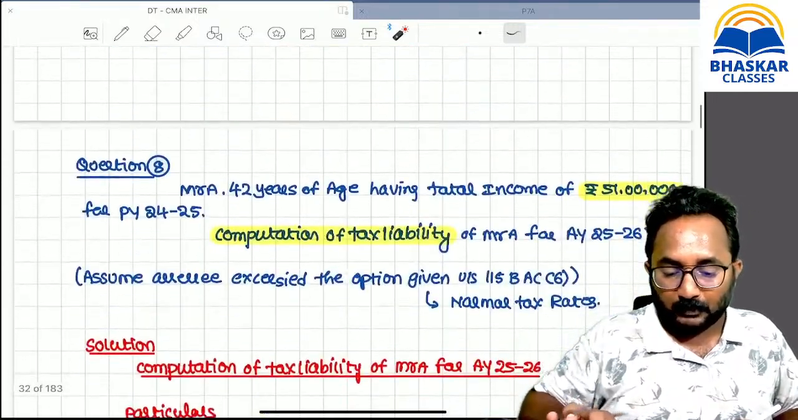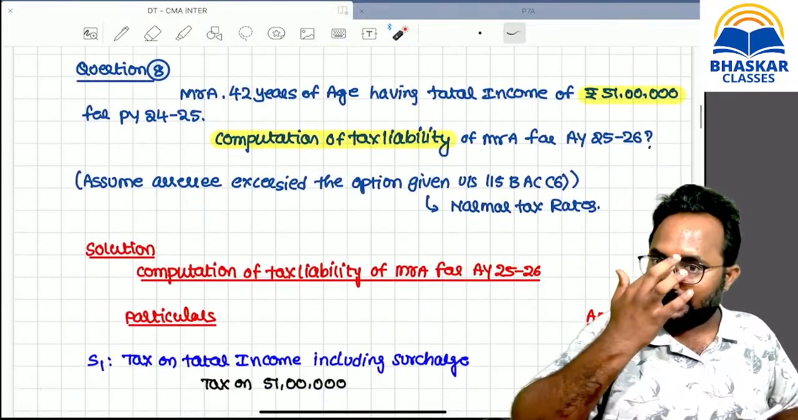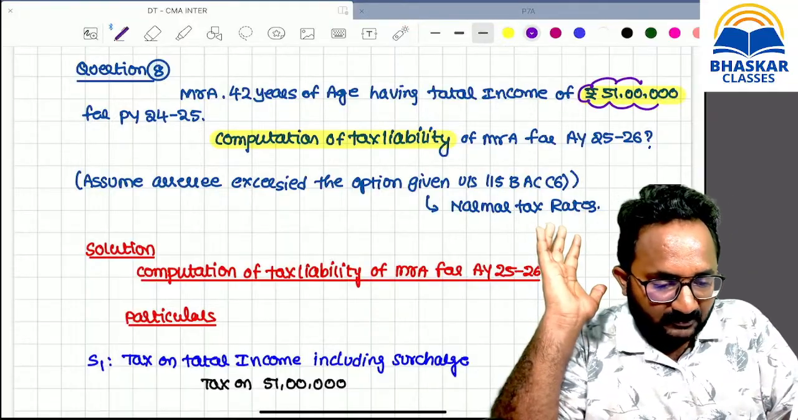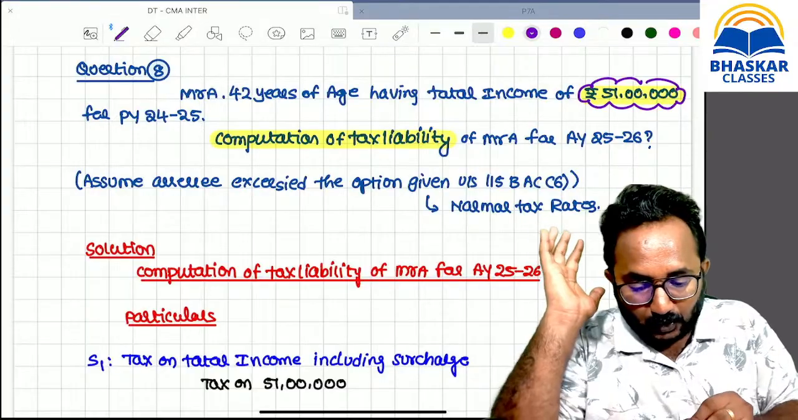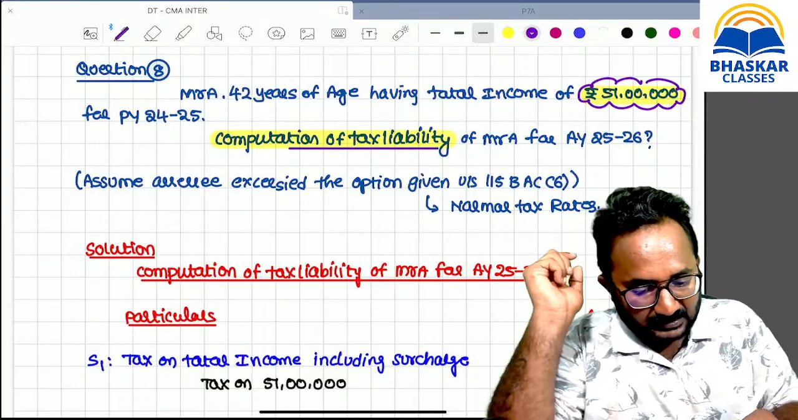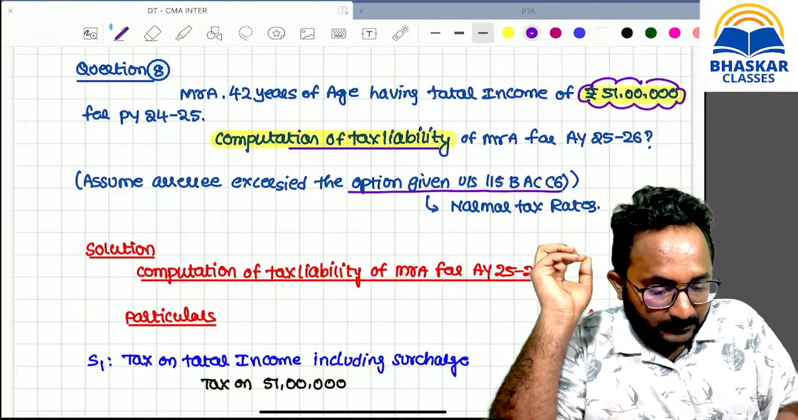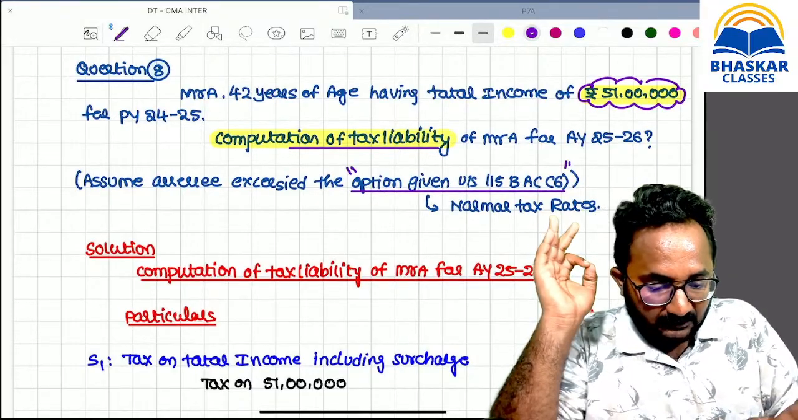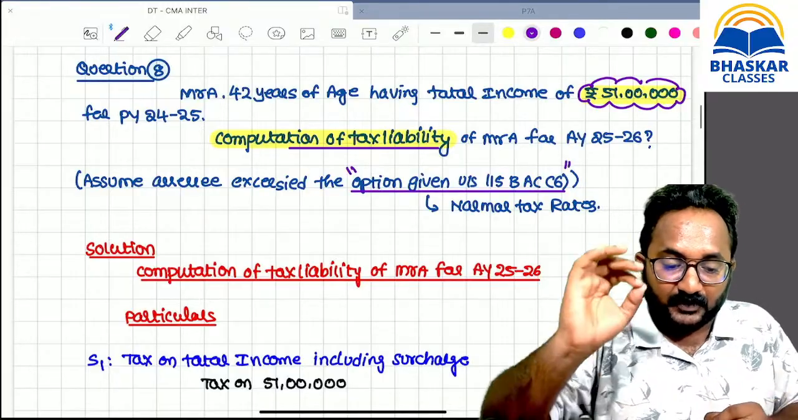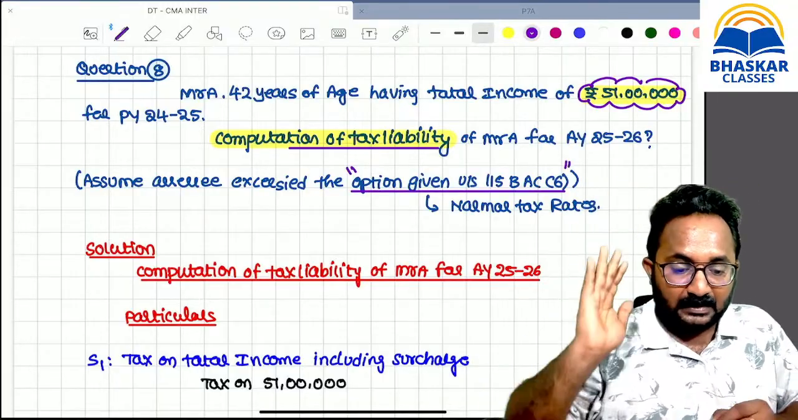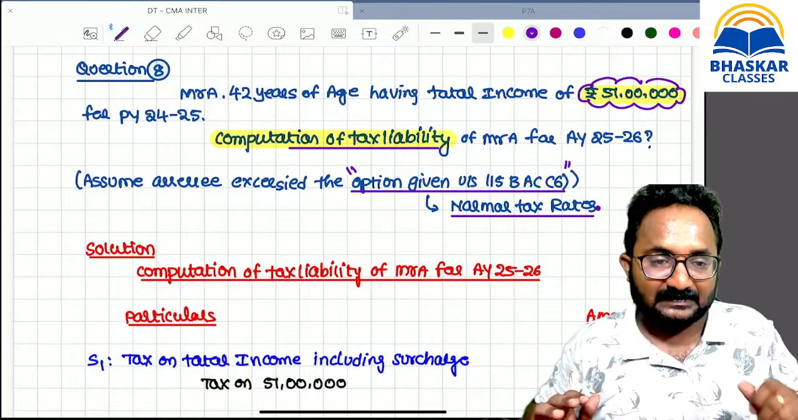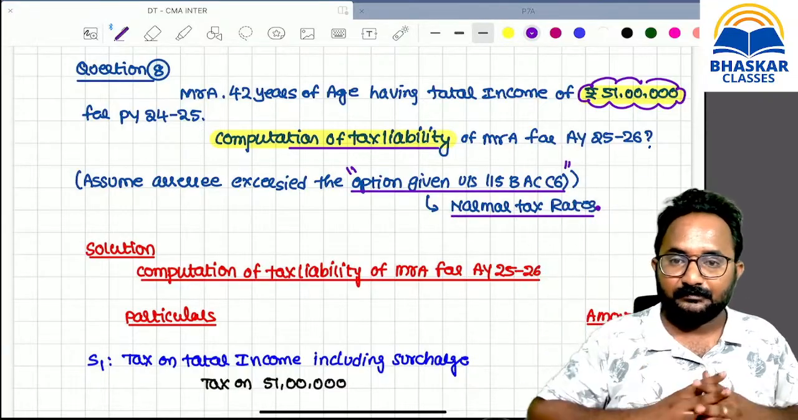Then what is the procedure for calculating the tax liability? In your exam, they will give you a question like this. Sir, total income is 51 lakh. The assessee exercises the option under section 115BAC subsection 6. If an assessee is opting for section 115BAC subsection 6, is he following the normal tax rates or what rate? Normal tax rates only. Remember, guys.